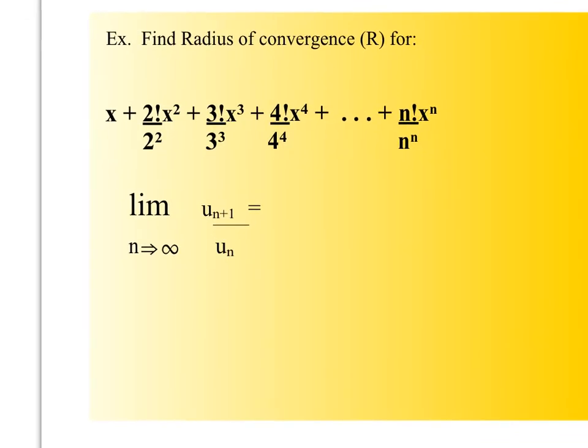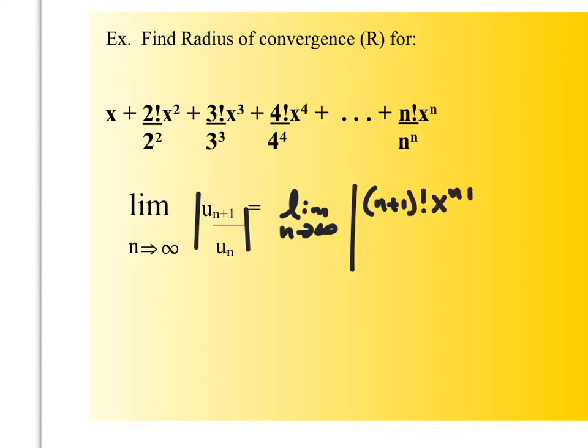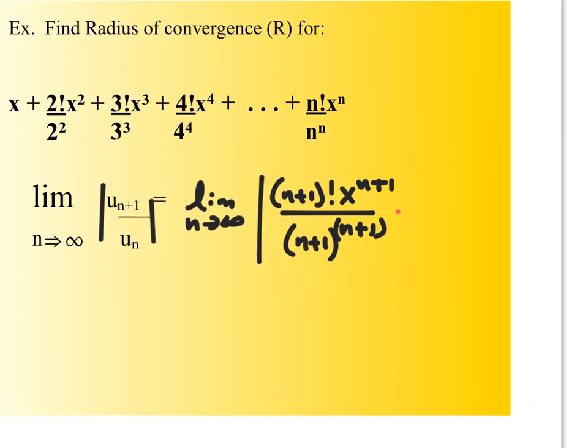Okay, so let's find the radius of convergence on this one. A little bit more algebra involved. So this would be the limit as n goes to infinity of n plus 1 factorial times x to the n plus 1 over n plus 1 to the n plus 1 power. Ooh, that's dirty. Times the reciprocal of the original, so that's n to the nth over n factorial x to the n. All right, let me clean that up a tiny bit.